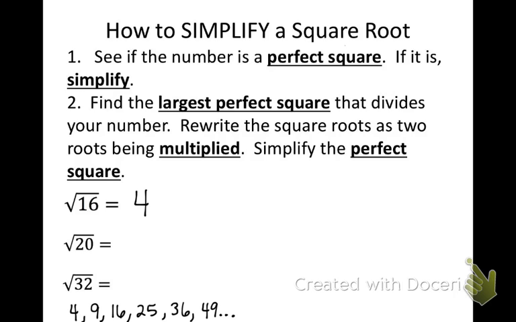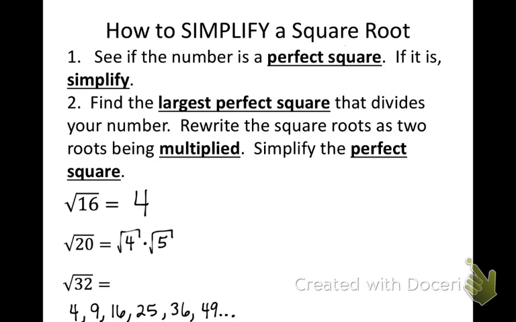The best way to find the largest perfect square that divides 20 is to look at your list, which I've written mine here at the bottom, and find where 20 would go. So let's see, 20 would be between 16 and 25. So that's where 20 would fit. Now we're going to look to everything to the left. Does 16 divide 20? No. Does 9 divide 20? No. But 4 does. So we're going to break this square root of 20 up into the square root of 4 times the square root of, we have to ask ourselves, 4 times what is 20? That would be 5.